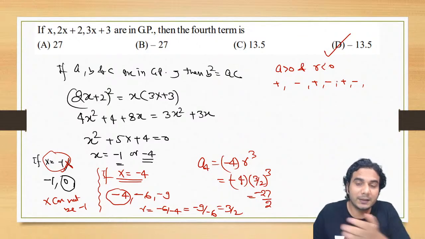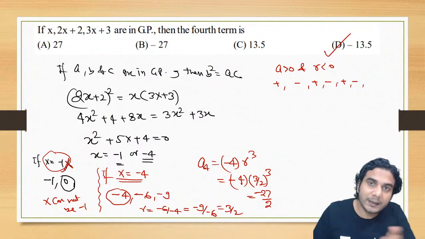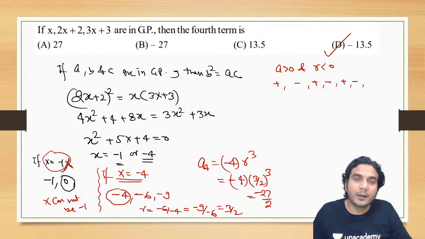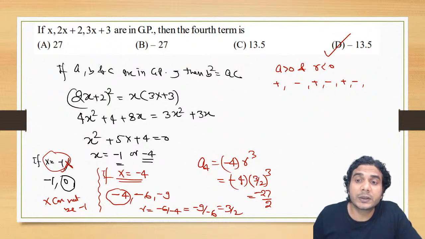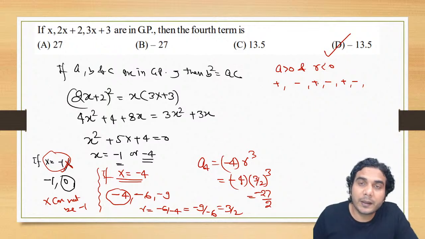In AP, either terms are consecutively positive and then they can become negative, or they can be entirely positive or entirely negative. But in GP terms, if some terms are positive and some are negative, then terms will alternate plus minus. And if A is positive and R is positive, then all terms will be positive, right? All terms will be positive.